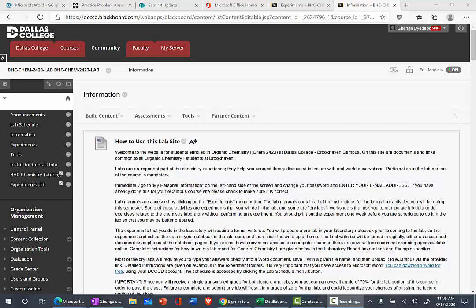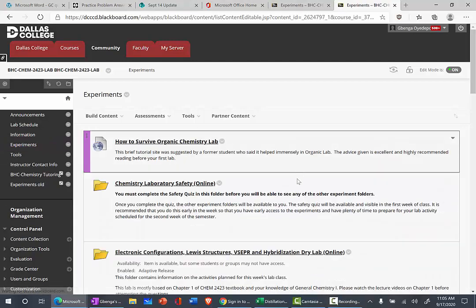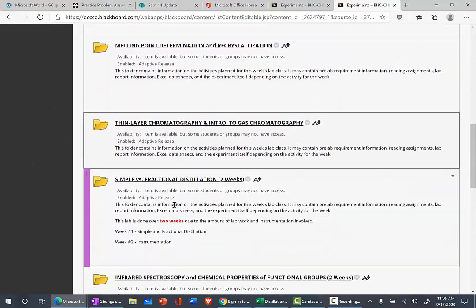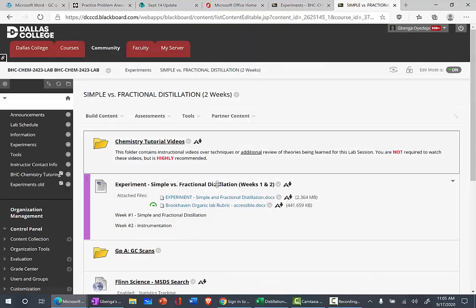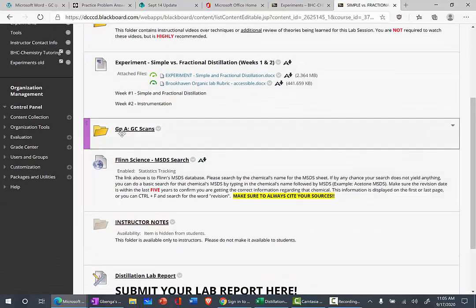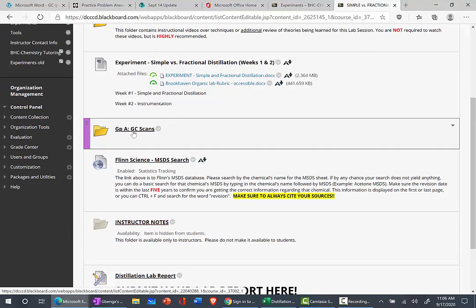Okay guys, the GC analysis for the distillation lab is now available on eCampus. Let me show you. If you click on experiments and you go to the simple versus fractional distillation, you will see group A GC scans.